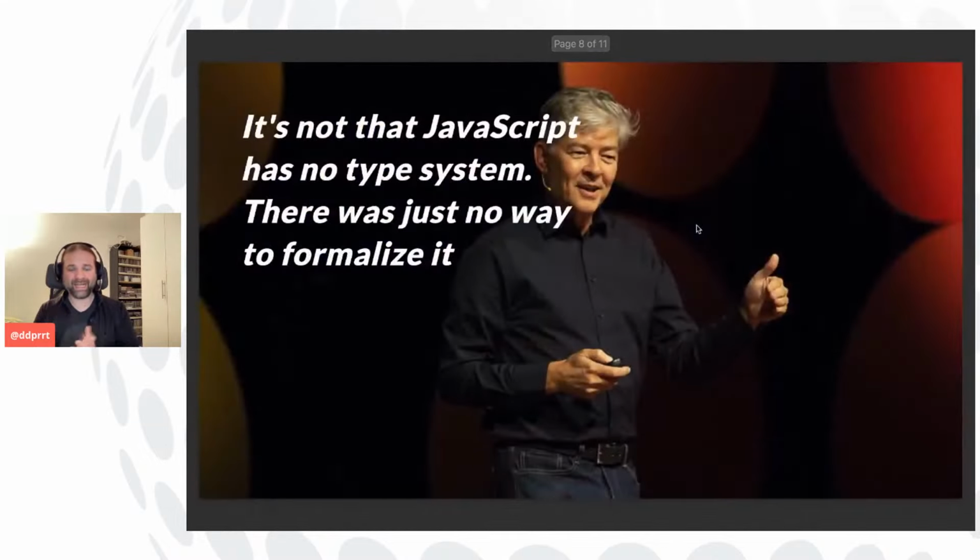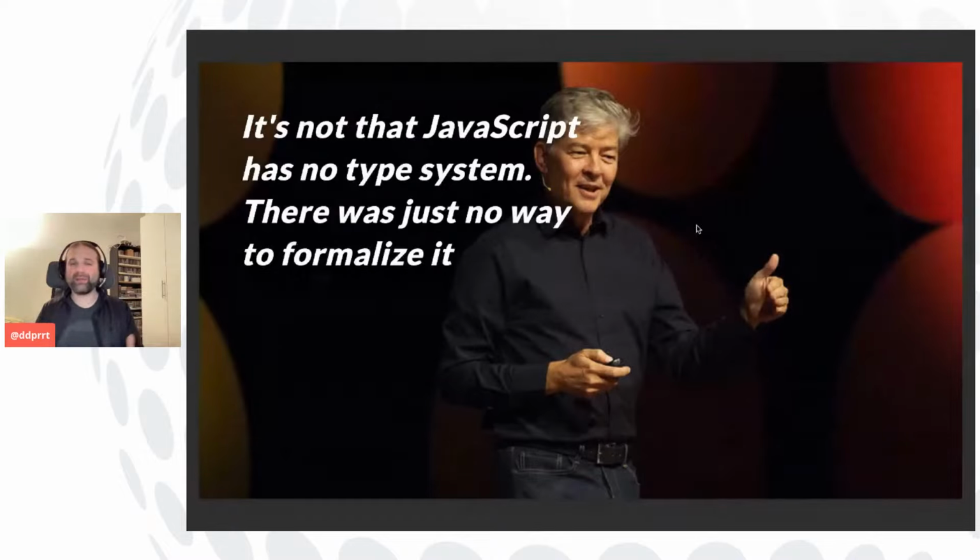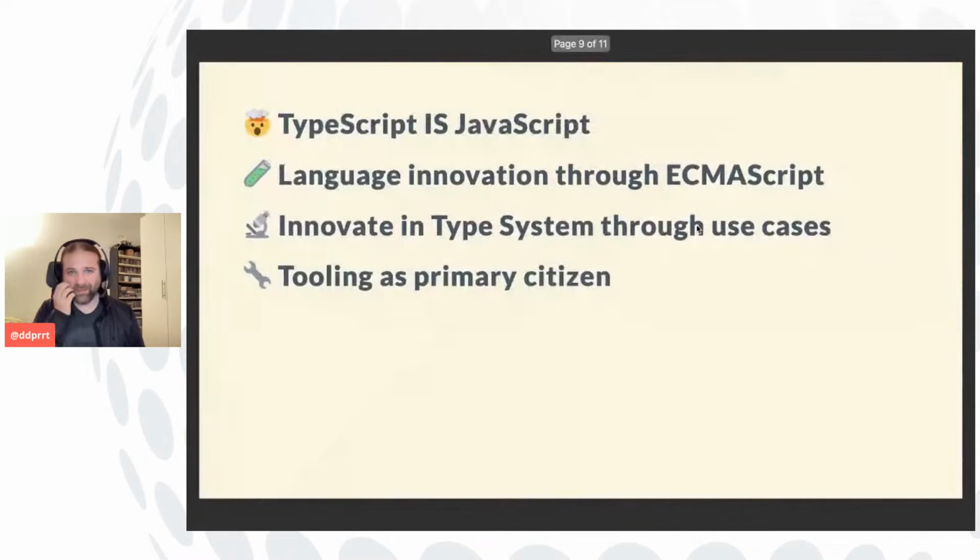So again, to sum it up, I want to quote Anders Hejlsberg, who said, I guess it was in 2017, it's not that JavaScript has no type system. There was just no way to formalize it. And this is the goal of TypeScript. TypeScript is a way to formalize JavaScript, and that's great. So you can do a lot of things already with that.